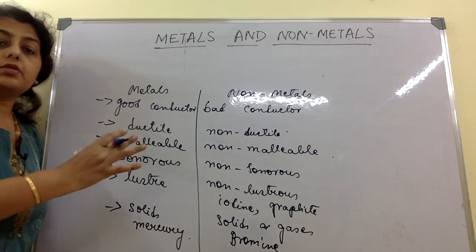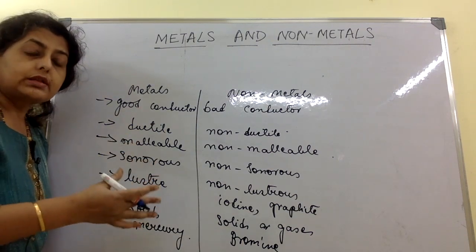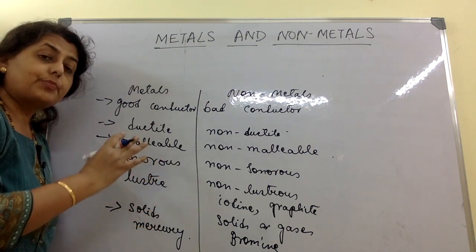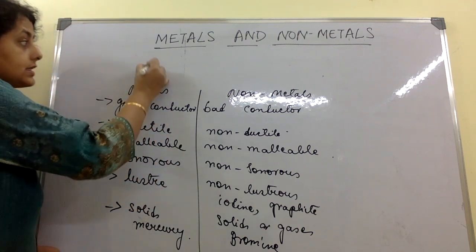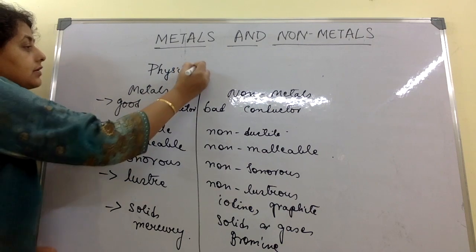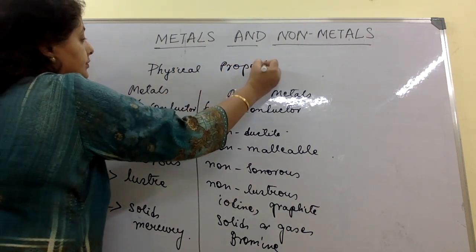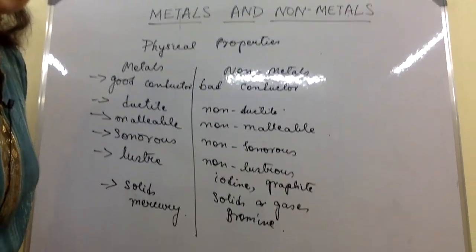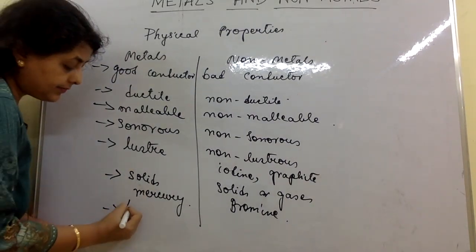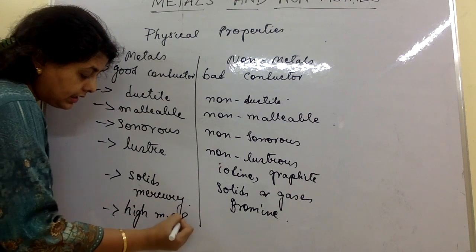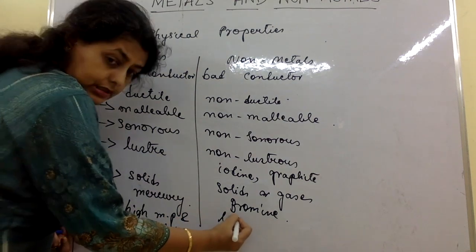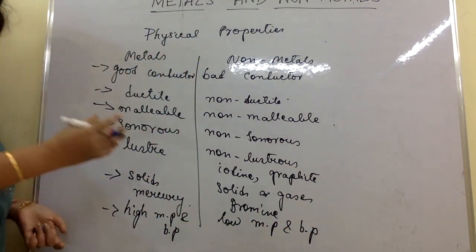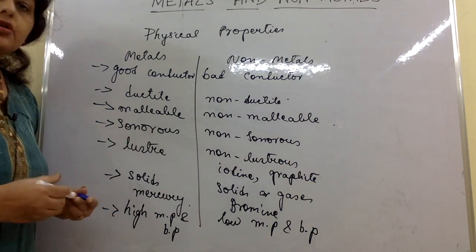Now they keep asking about the exceptions all the time. That's why I am mentioning it here. So these are a few of the properties of metals and non-metals, but they are physical properties. Yes, I missed out one more: metals have a high melting point and boiling point, and non-metals have a low melting point and boiling point. So these are some of the physical properties of metals and non-metals.